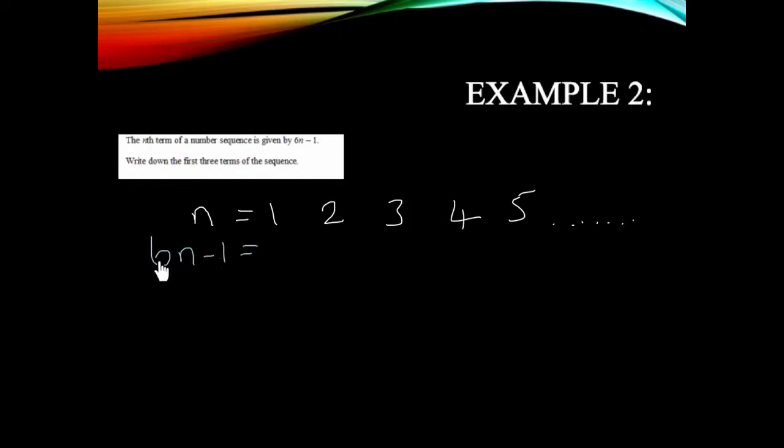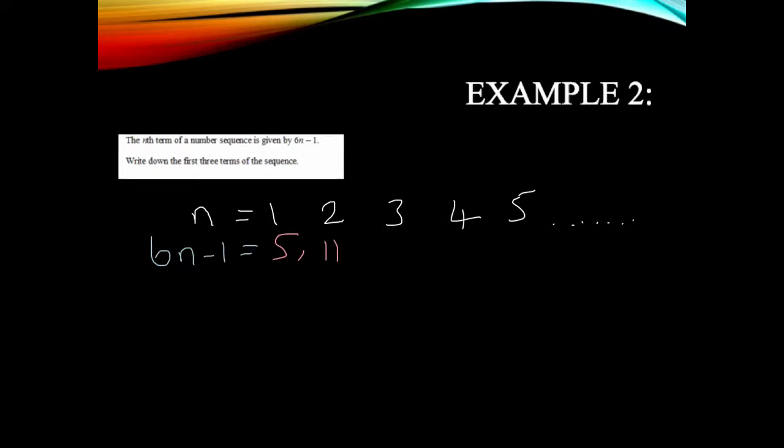So if I do 6 times 1, because in this case n is 1, 6 times 1 is 6, take 1 is 5. So the first number in my sequence is 5. The next number, well, let's see what happens there. Well, that's when n is 2. So n is 2 here, so we're going to substitute 2 in for n. So 6 multiplied by 2 is 12, take 1 is 11.